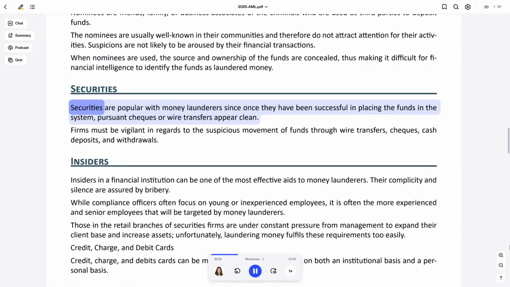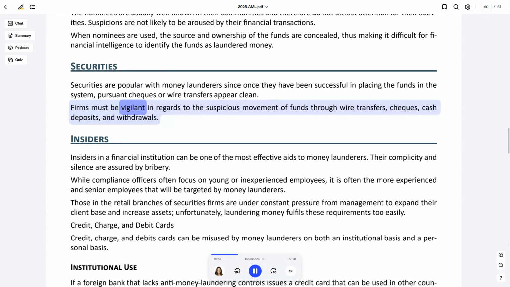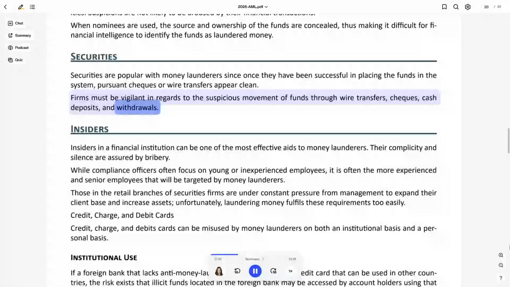Securities. Securities are popular with money launderers since once they have been successful in placing the funds in the system, subsequent checks or wire transfers appear clean. Firms must be vigilant in regards to the suspicious movement of funds through wire transfers, checks, cash deposits, and withdrawals.